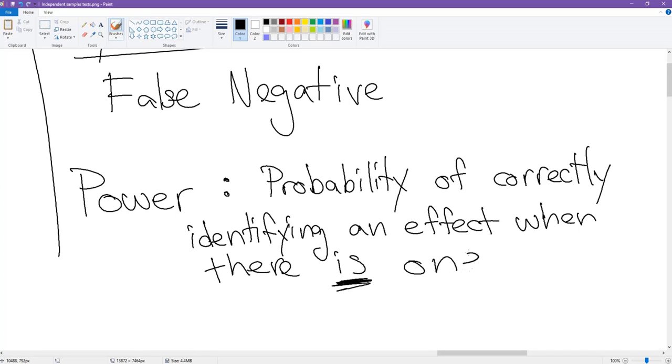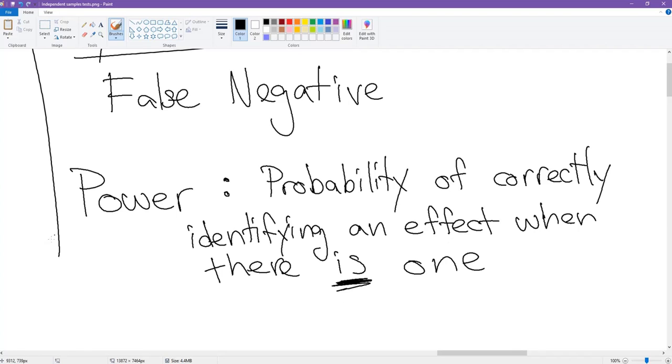Now, I keep writing these things like probability of correctly identifying an effect when there is one, because whenever you're dealing with probabilities like alpha and beta and power, you need to define the scenario in which you're talking about. The scenario being reality. Is the null hypothesis true or not? And that's what you need to say in every statement you make about alpha and type 2 error and type 1 error and beta and power.